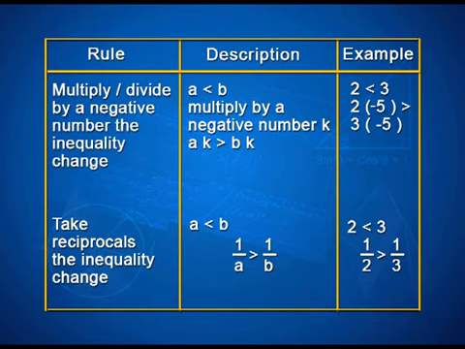The fourth rule states, taking reciprocals on both sides of the inequality again reverses it. So, if A is less than B, then 1 by A would be greater than 1 by B. For example, if 2 is less than 3, then 1 by 2 is greater than 1 by 3. The same rules would apply for the greater than inequality also, and the greater than or equal to or less than or equal to inequality as well.